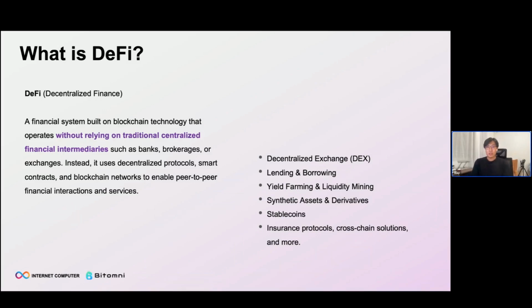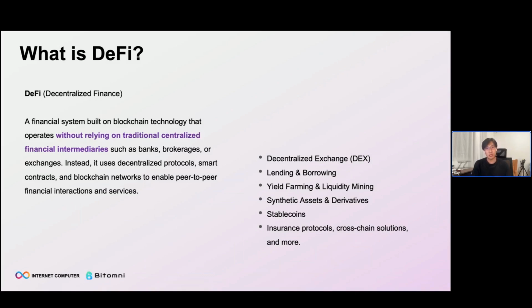The next one is yield farming and liquidity mining. For this, I'd like to mention Yearn Finance. Yearn Finance aggregates various yield opportunities in DeFi, automating the process of yield farming and optimizing returns for users.